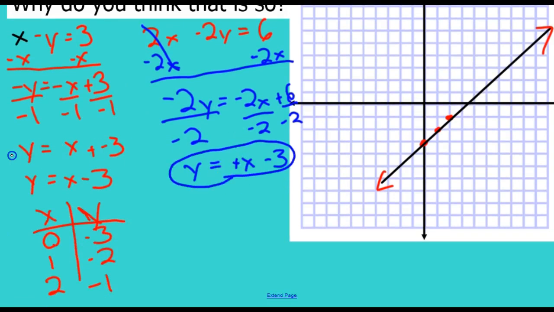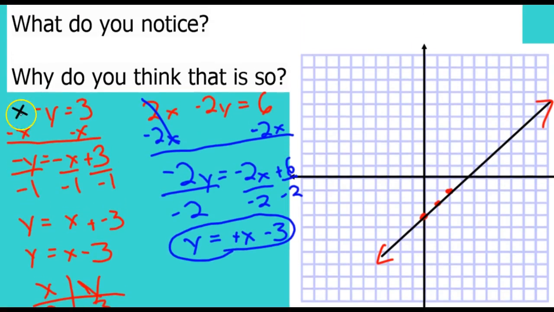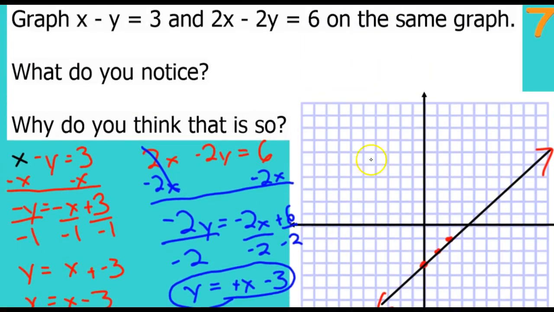So what's going to happen with our graph? Well, it's going to look the exact same. So instead of two different lines, we're going to have two lines on the same line.